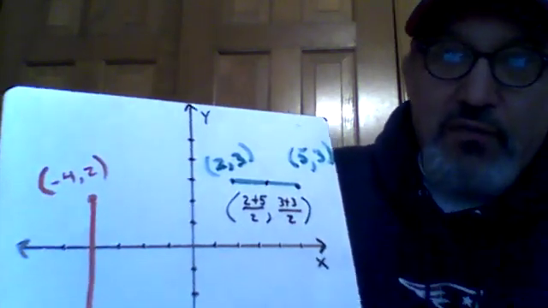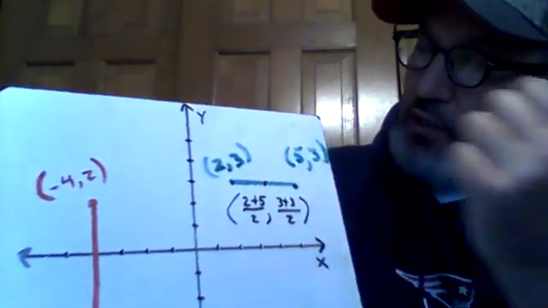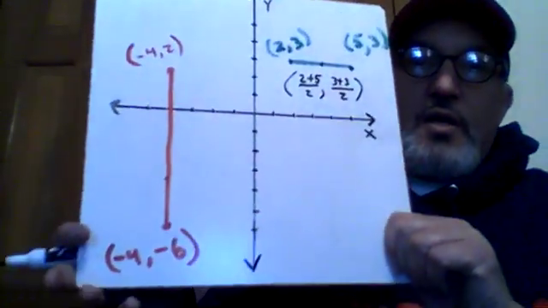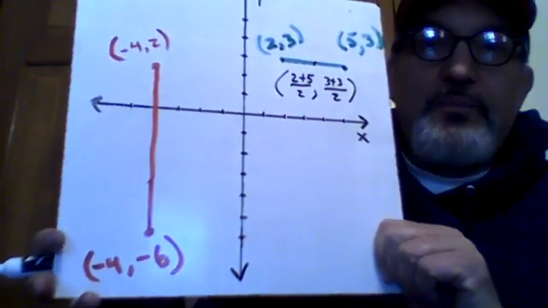3 plus 3 is 6, divided by 2 is 3. So the coordinates of that midpoint are 3.5, 3. Very simple formula based on average.